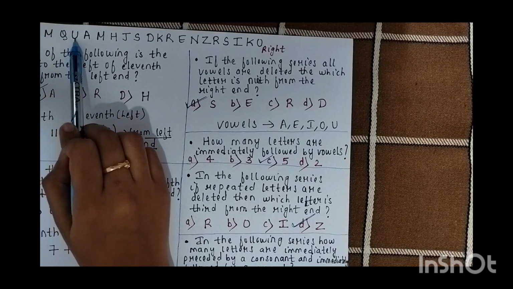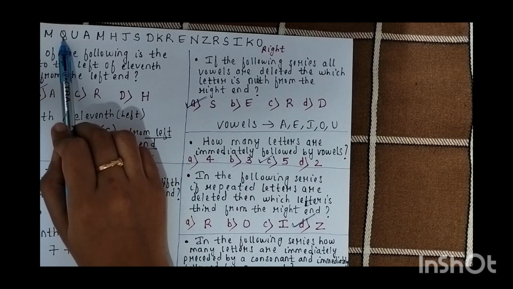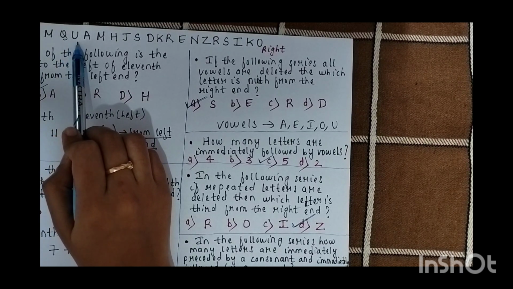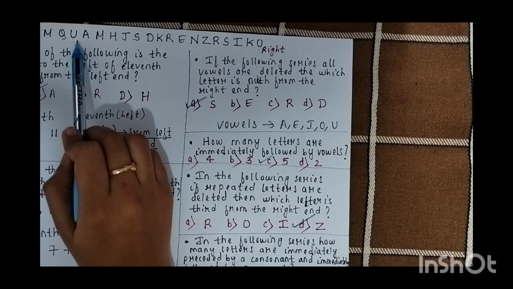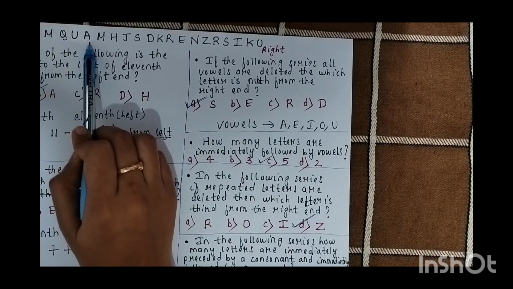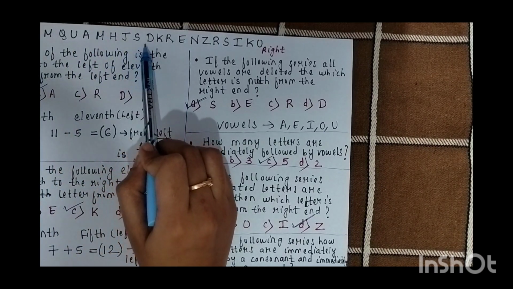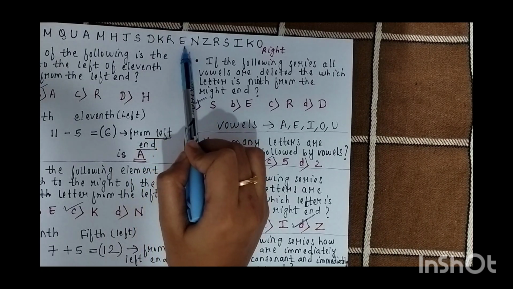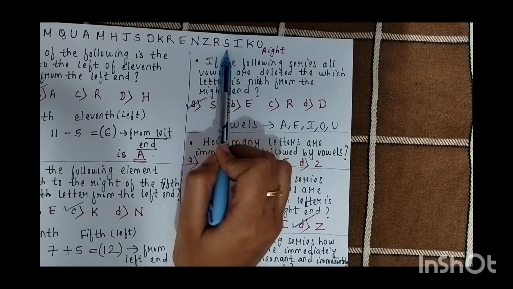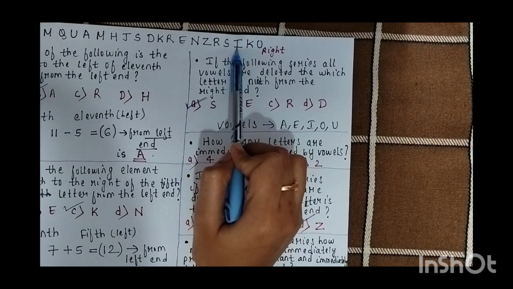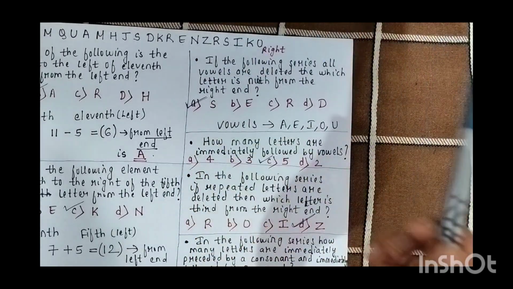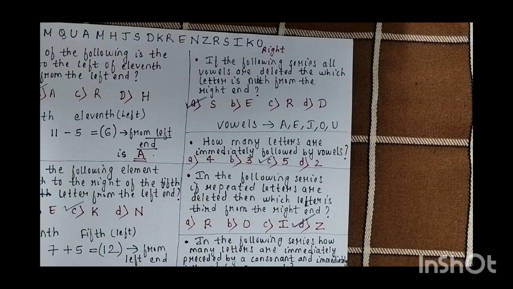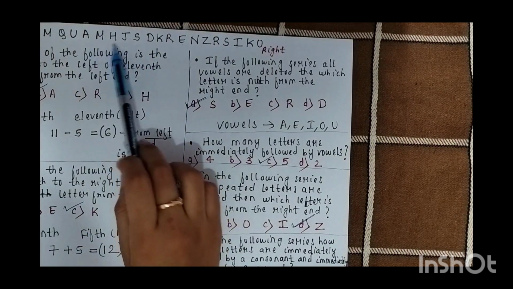This is one letter, okay? Q, after Q, immediately it is followed by a vowel, correct? So this is one. Then this is two, then this is three, then this is four, correct? And this is five. So how many letters are there which are immediately followed by vowels? Five. I am using the pen just to teach you all.